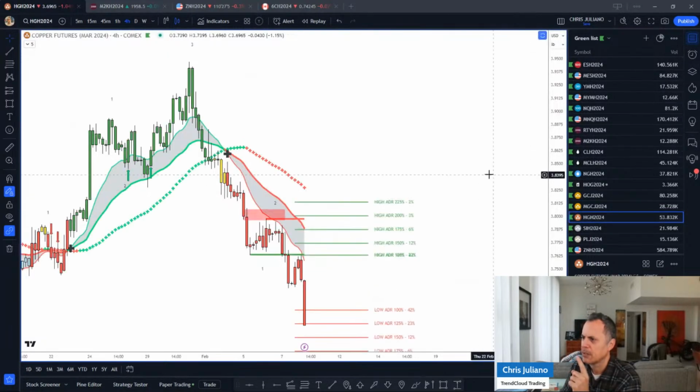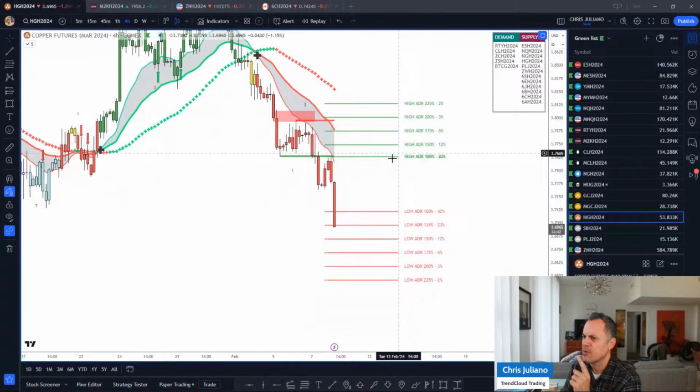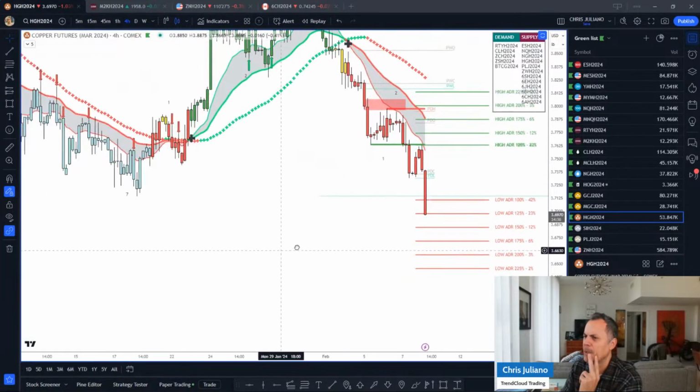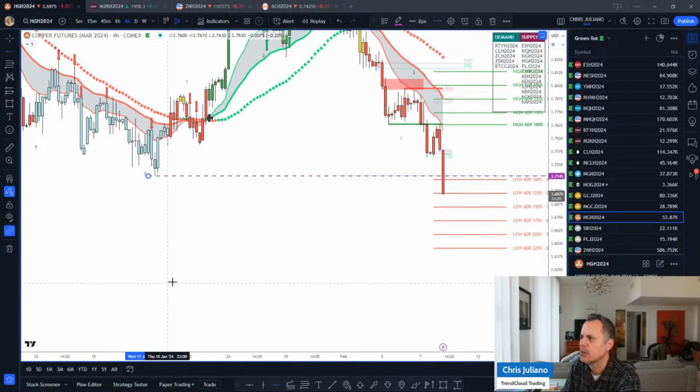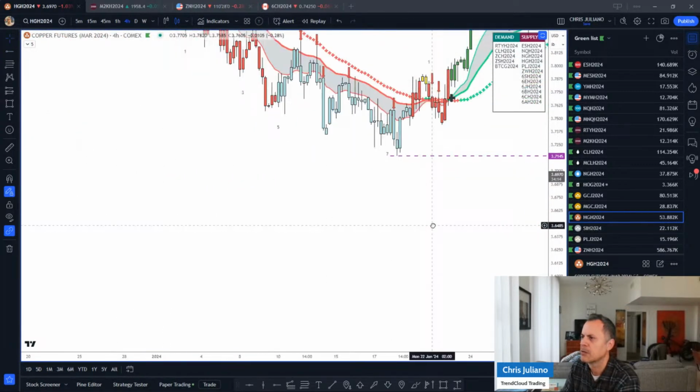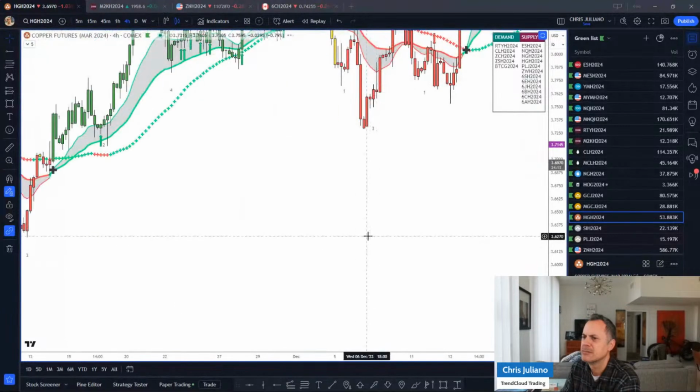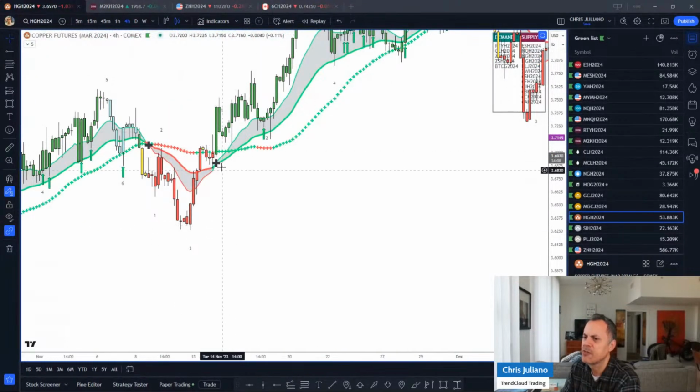Take a look at copper. Copper is already hitting that ADR level. But the difference is that we're in a trend. We're definitely in a downtrend on that 4-hour chart. And we have broken through this structure here. We have broken through this structure here. And we do see structure to the left here.